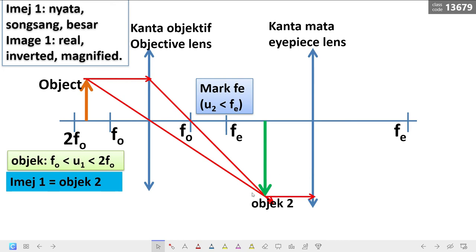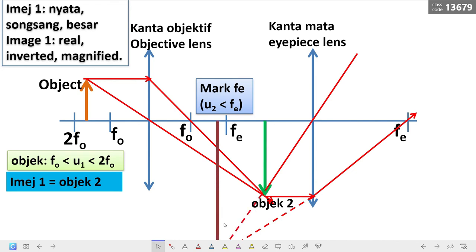Okay, so just this one, make it longer, then it goes to FE. And this one, right, it goes at the center here. Okay, then you just make it longer. So the image will be formed. Okay, so this is the final image.